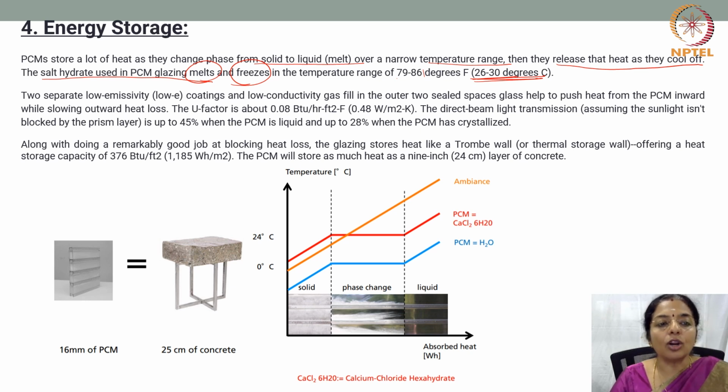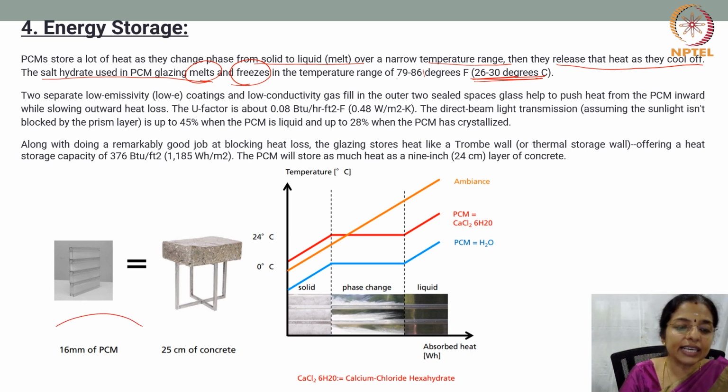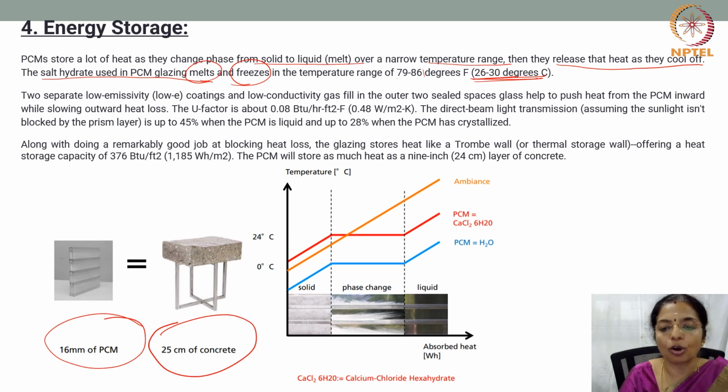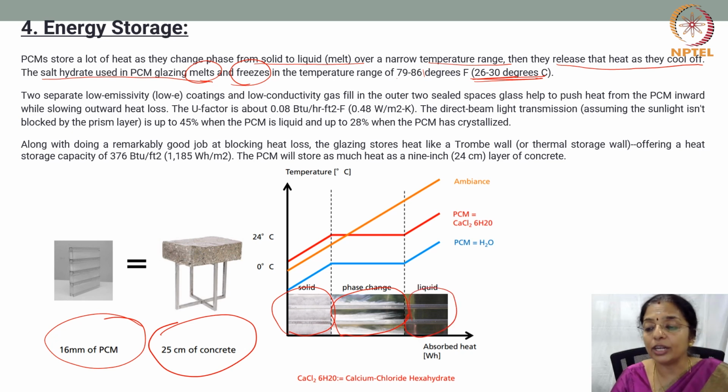And along with doing a remarkably good job of blocking heat loss, the glazing stores the heat like a trombe wall. So this 16 mm of PCM is equivalent to 25 centimeters of concrete when it comes to storing the energy. And you can see how it looks when it is solid at the time of phase change and when it becomes completely liquid. So this is how the window will change its opacity based on how much heat the PCM has stored.